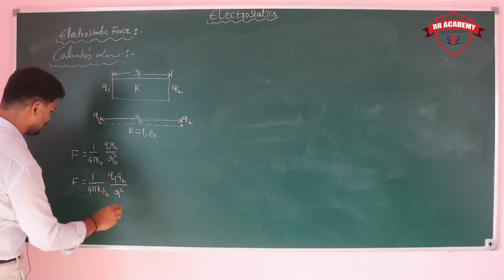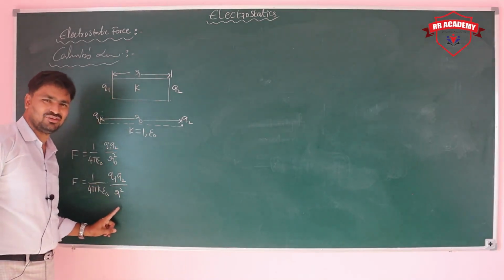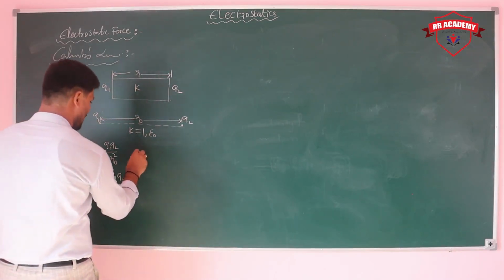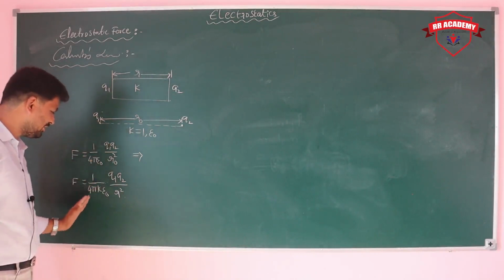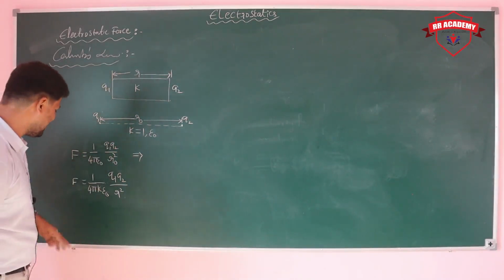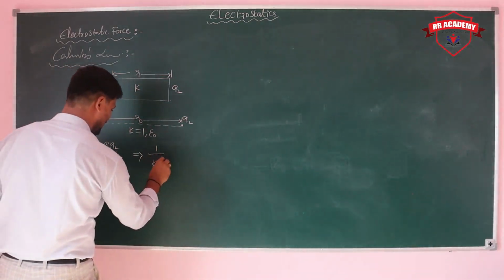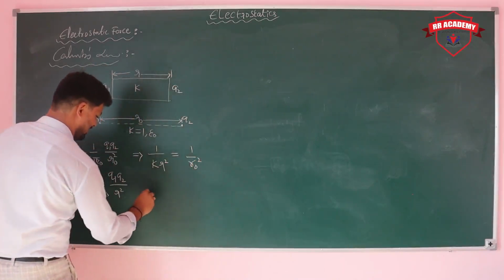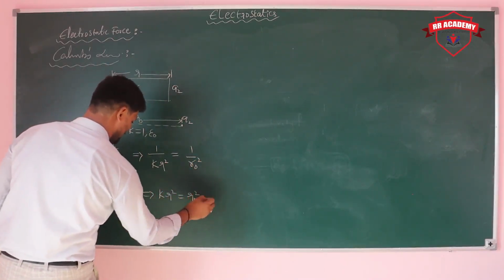But what varies is the distance. First I put them at a distance of R naught. Next, they are separated by a distance of R. Now the forces are equal, so just equate both forces. Equating, 1 by 4 pi epsilon naught, Q1, Q2, everything cancels and what remains is 1 by K R square is equal to 1 by R naught square. Then K R square is equal to R naught square.